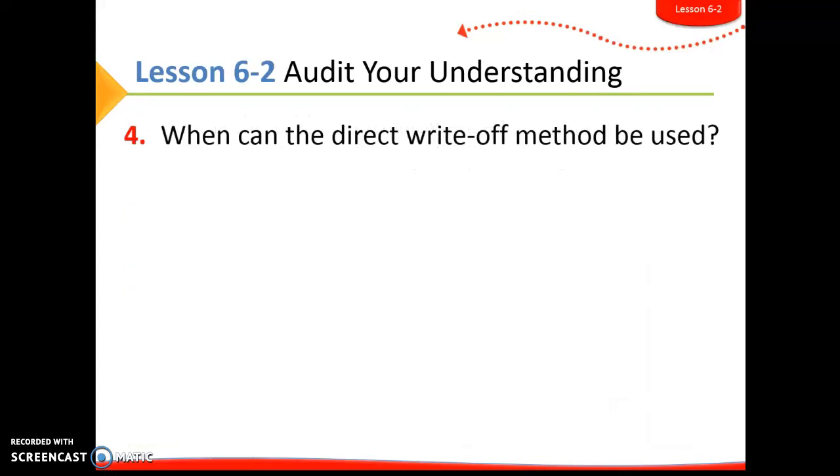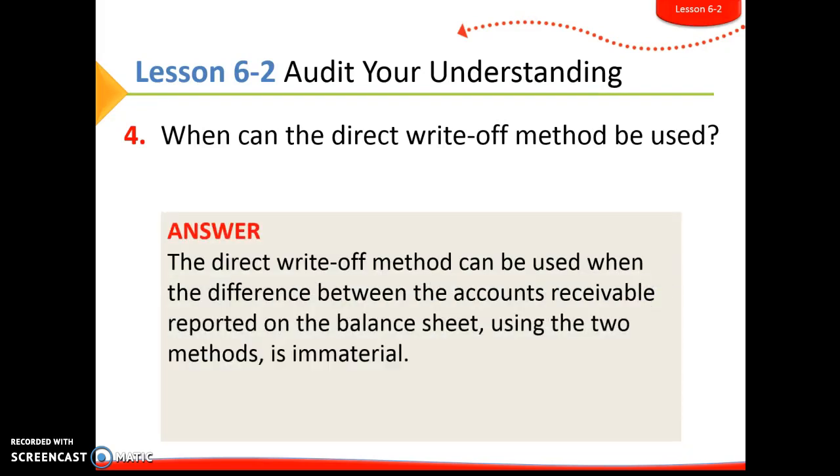And question number 4, when can the direct write-off method be used? The direct write-off method can be used when the difference between the accounts receivable reported on the balance sheet using the 2 methods is immaterial.